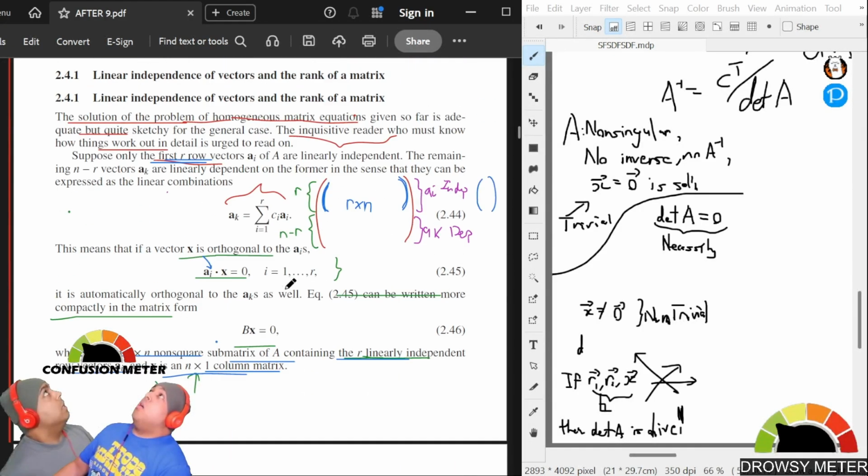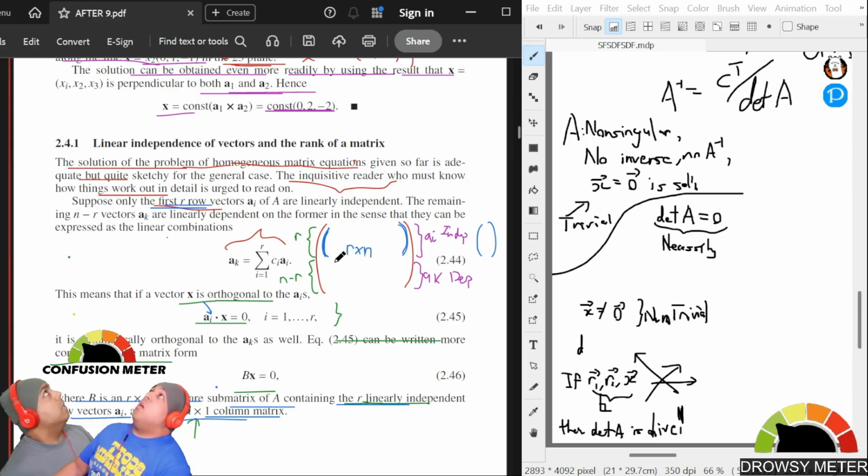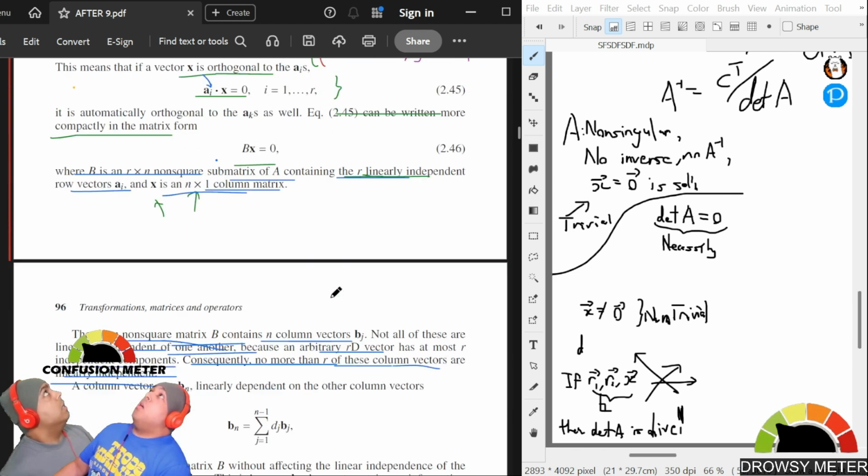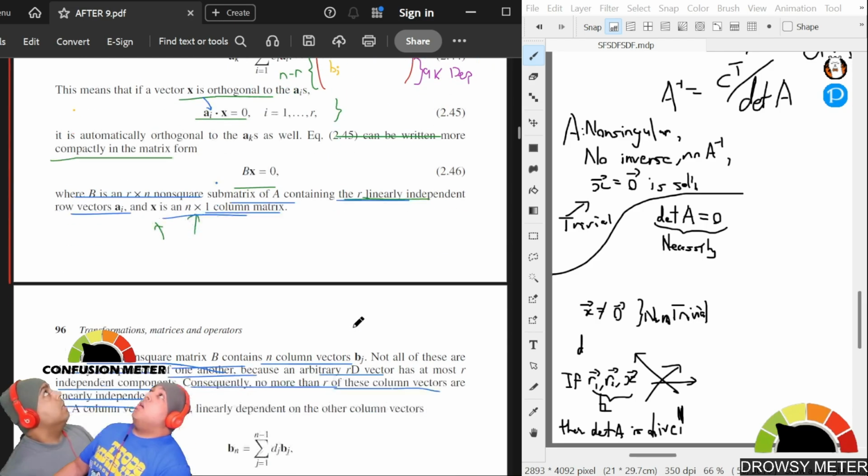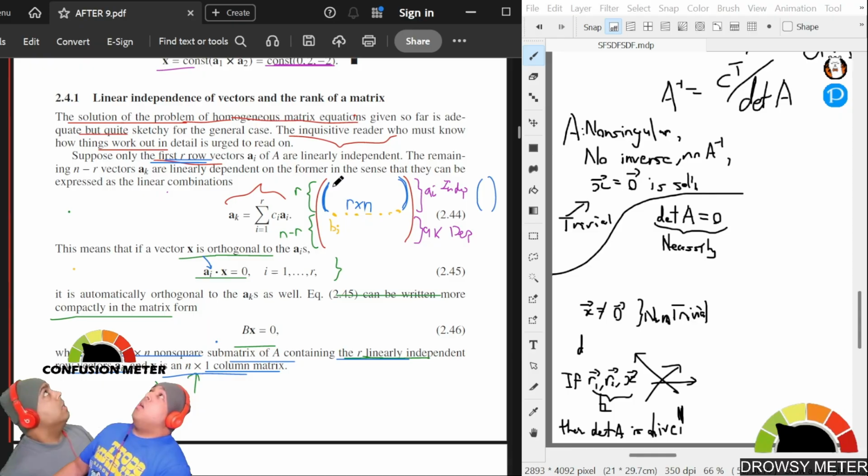So B has n column vectors, we have n bj columns, and all these guys have r components, right? So let's say r is 3. So B1 has 3 components.